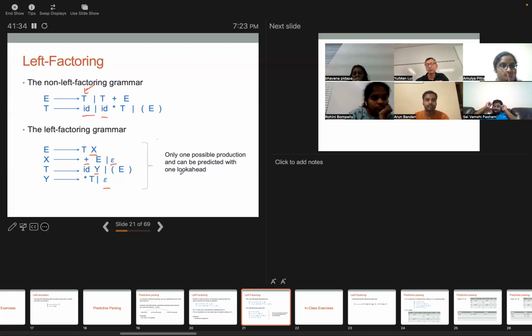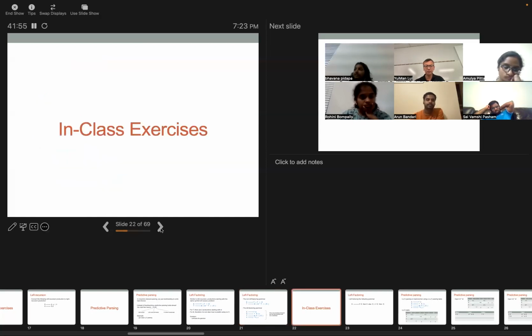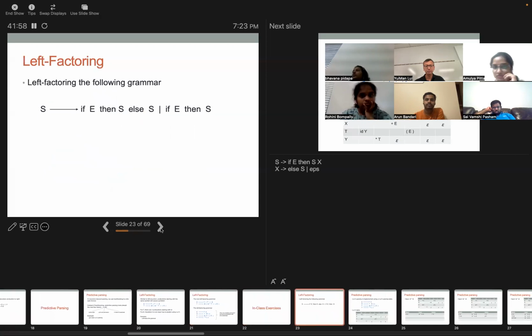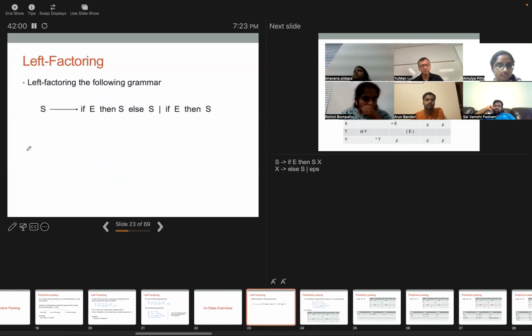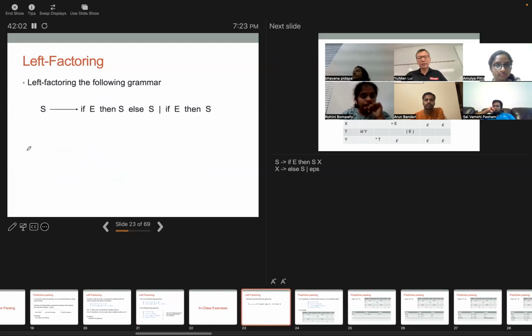Okay. So you need to rewrite your grammar in such a way, right? With one look ahead, you know which route you should go. Okay, without confusion, right? All right. Okay, is that clear? All right. Next, our simple exercise. Rewrite this grammar, okay, so that it will work with one look ahead. It's a very simple exercise.